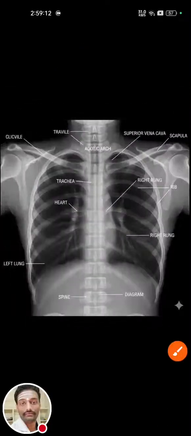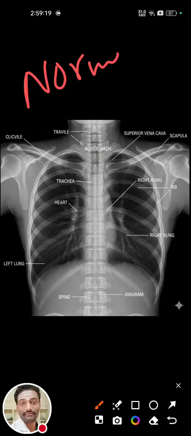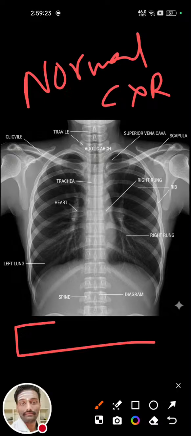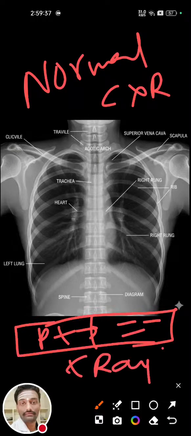Okay, some of the doctors are asking about the normal chest X-ray. It is a typical normal chest X-ray. First of all, you see the patient details. What is the name of the patient? Date and orientation. It is the projection of the X-ray: anterior-posterior or posterior-anterior.